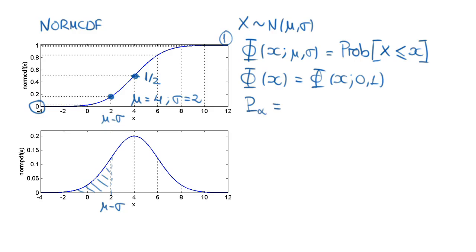There are some probabilities that are interesting that can be computed in terms of this normcdf. For instance, consider P of alpha, which is the probability that a realization of the random variable is smaller or equal than mu plus alpha sigma. This probability can be shown to be equal to phi of alpha, where the dependence on mu and sigma drops out. Consider, for instance, alpha equal 3.